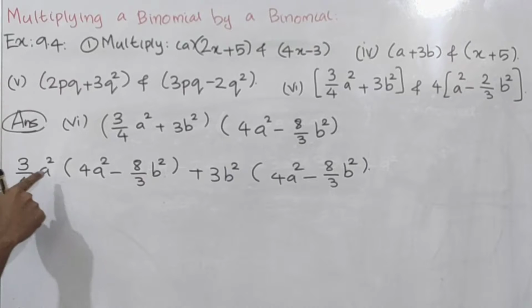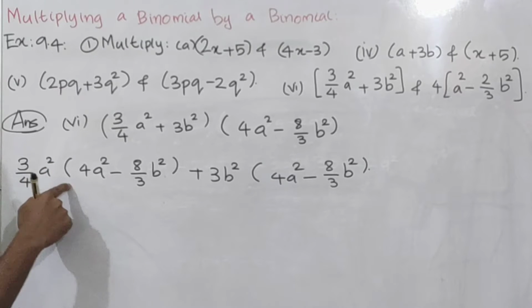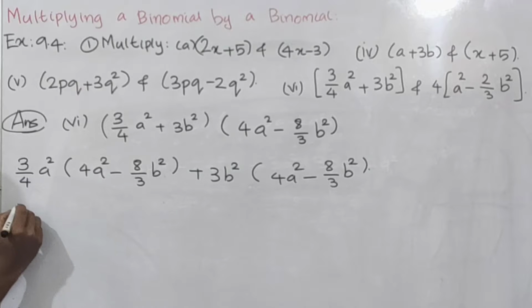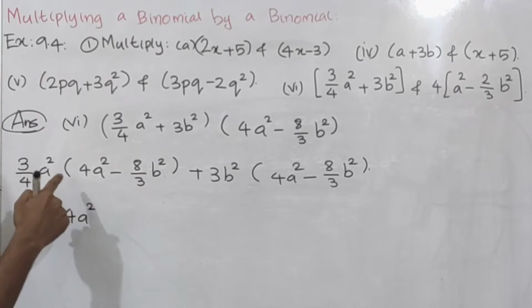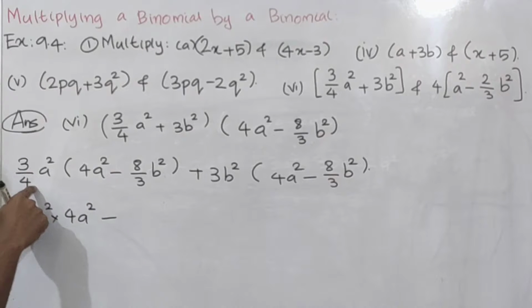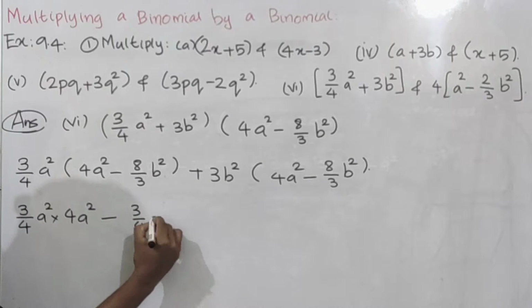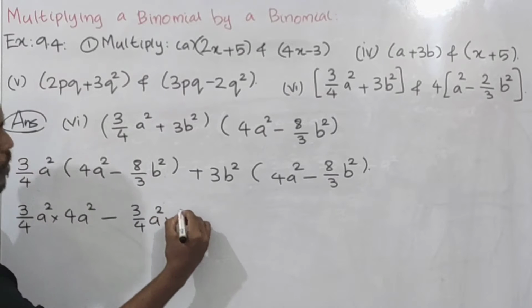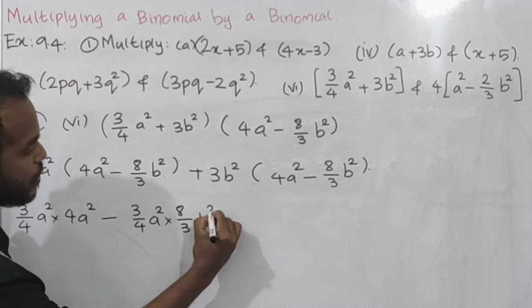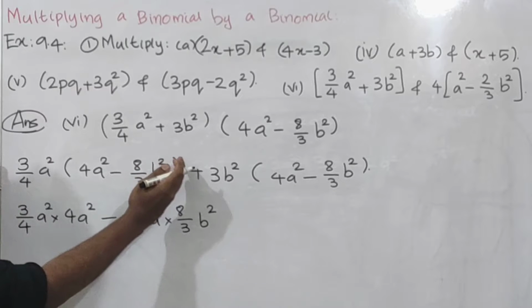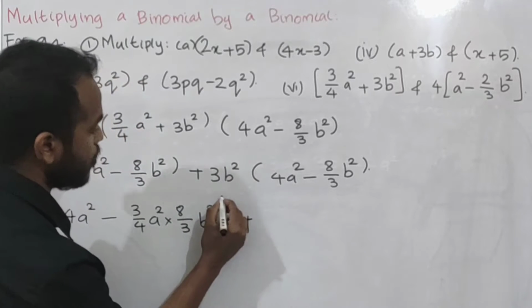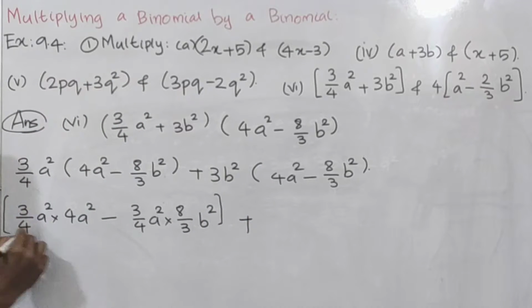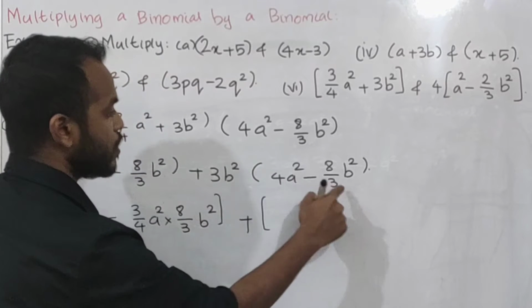Multiply the first term, or this is the process of multiplying a monomial by a binomial. So we'll simplify very slowly. 3 by 4a square into first term is 4a square. Then we have a negative symbol. Take this number 3 by 4a square and multiply with the second number. Who is that? 8 by 3 b square. So that will end this much portion. Then take the next term, plus 3b square. Plus. Now we are doing this one.